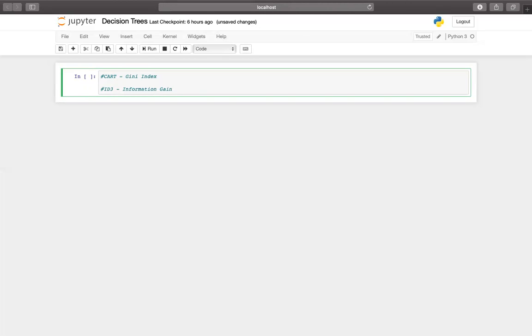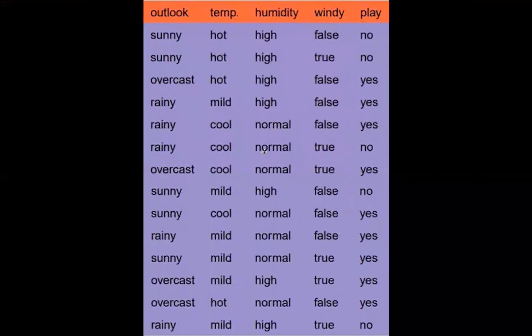Let's understand how we actually build a tree with a sample data set. This is your sample data set. You basically have four columns: outlook, temperature, humidity, windy. These four columns are your x values, X1, X2, X3, and X4. And play is what you're trying to predict. The basic idea is you're trying to predict when you can play and when you cannot play.